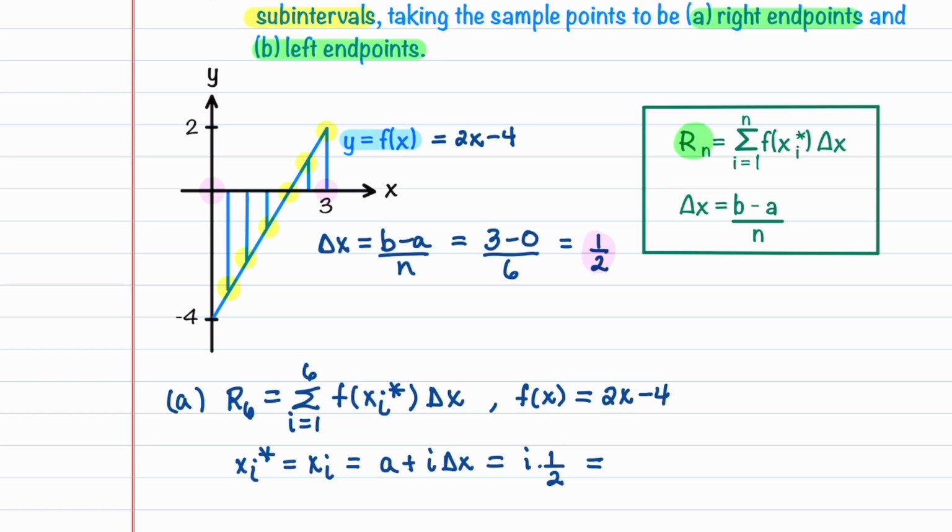And now let's see what these points are. i starts at 1, so this is going to be 1/2. And then when it's 2, we get 1, and then we get 3/2. We get 4/2, which is 2, and then we get 5/2. And then our last one is when i is 6. 6 divided by 2 is 3.